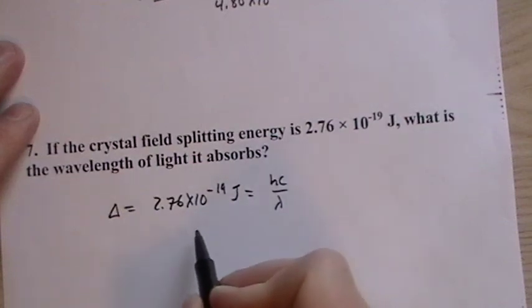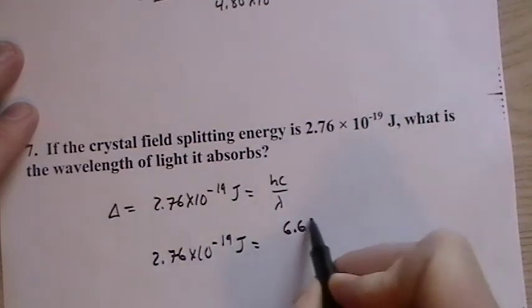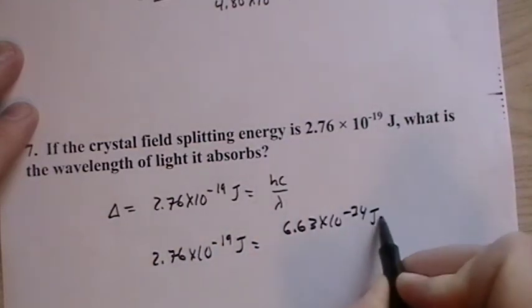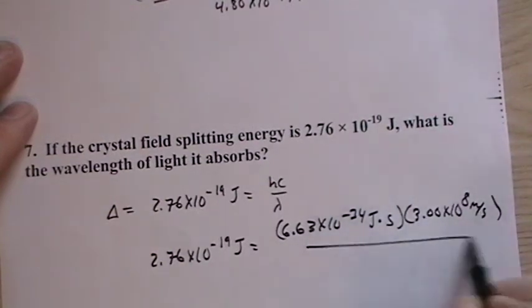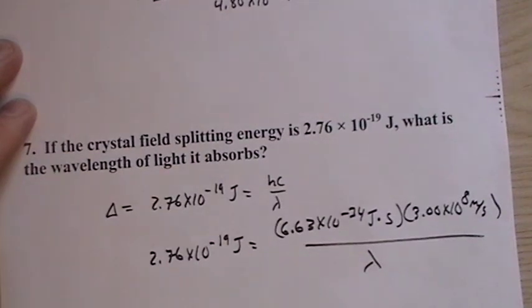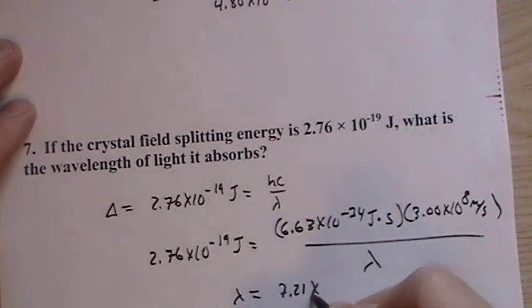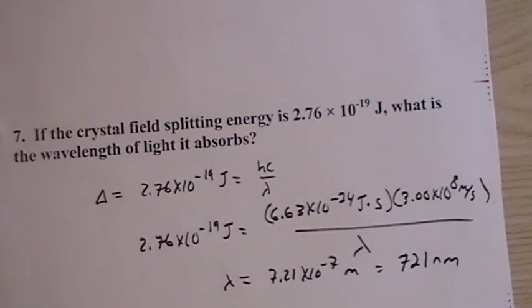This is just the reverse, so 2.76 times 10 to the minus 19, 6.63 times 10 to the minus 34 joule seconds, 3 times 10 to the 8th meters per second, and then the wavelength. So it would be 2.76 times 10 to the minus 19 divided by 6.63 times 10 to the minus 34, divided by 3 times 10 to the 8th, inverted, and the wavelength comes up to be 7.21 times 10 to the minus 7 meters, or 721 nanometers. And that's it.